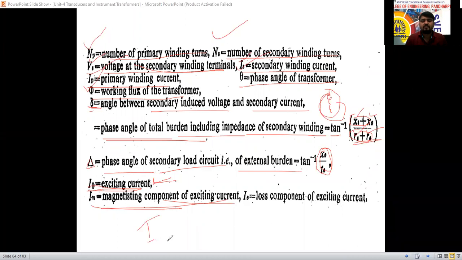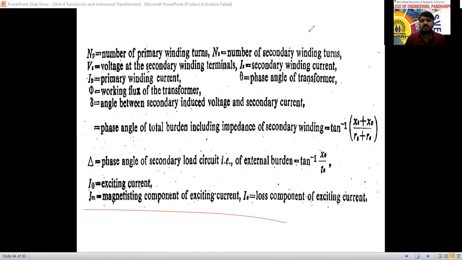IM plus IE equal to I naught. That is, the total excitation current equals the magnetizing component current plus the loss component, which is called IE, the loss component of the exciting current. So these many representations are there.